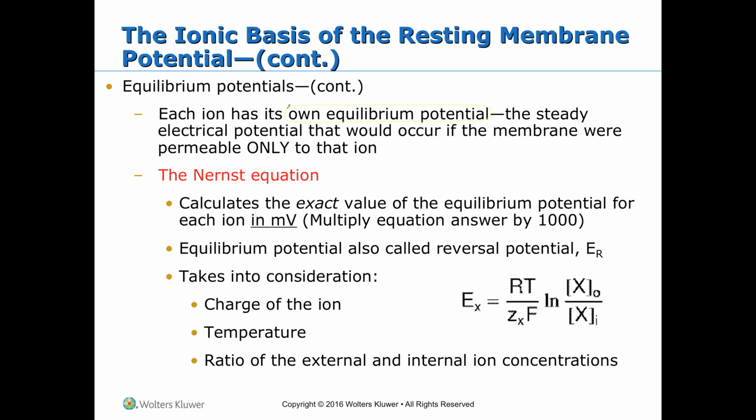Now, the Nernst equation calculates the exact value of the equilibrium potential for each ion in millivolts. Now, you're going to need to multiply your equation answer by 1,000 in order to get into millivolts. The equilibrium potential is also called the reversal potential. Now, this takes into consideration the charge of the ion, the temperature in Kelvin, and the ratio of the external and internal ion concentrations.